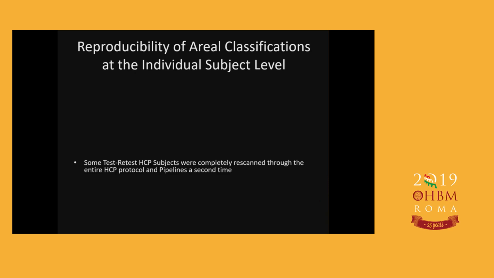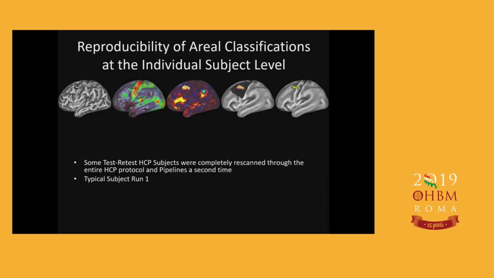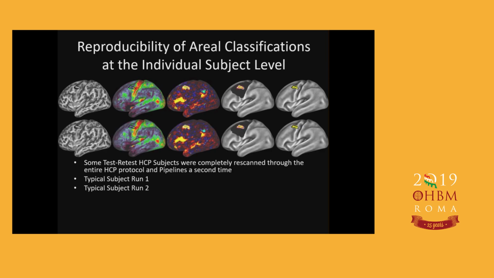And so what does this look like at the individual subject level? Some HCP subjects were scanned and analyzed through the whole pipeline twice. So here's an example subject. We've got folding, myelin, language network connectivity, and here's the output of the areal classifier. Again, the outline is the group 55B, and we can see very nicely the final output of the classifier, the probabilistic output. It very nicely finds 55B in the expected location. If we do it all again, it finds the same thing.